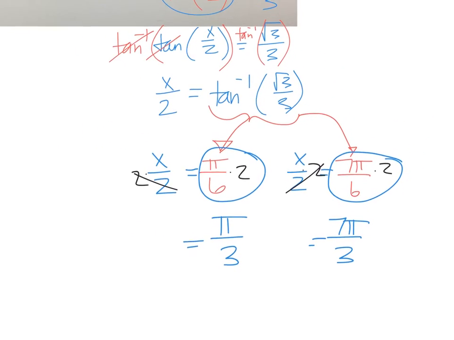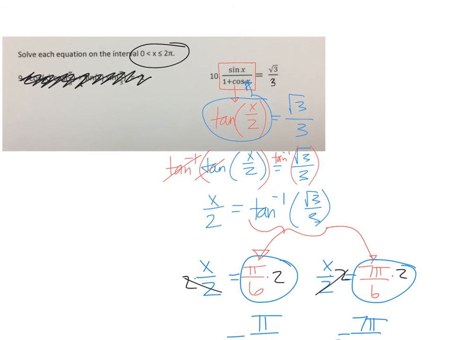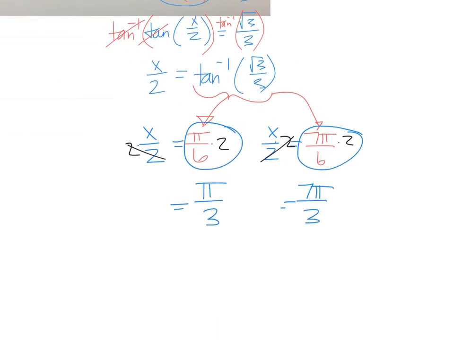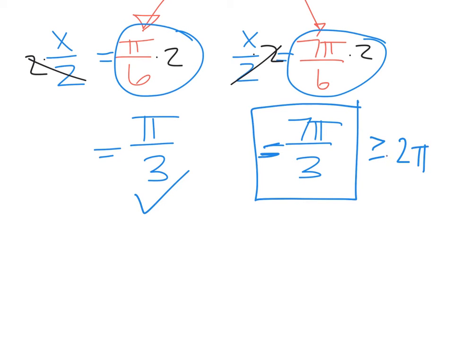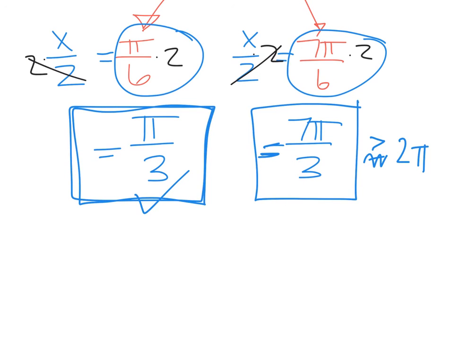Now if we look back at our interval, it says that we want between 0 and 2 pi. So pi over 3 checks out. That's between 0 and 2 pi. But 7 pi over 3 is more than 2 pi. Okay, so 7 pi over 3 will not actually be a solution, even though it is a good answer. So the only solution to this problem is just going to be pi over 3.